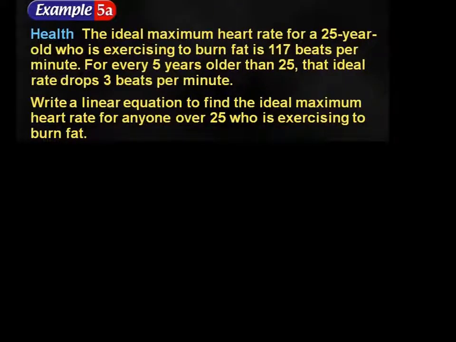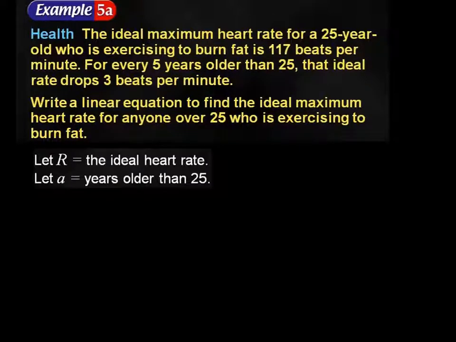The ideal maximum heart rate for a 25-year-old who's exercising to burn fat is 117 beats per minute. For every 5 years older than 25, the ideal heart rate drops 3 beats per minute. Write a linear equation to find the ideal maximum heart rate for anyone over 25 who is exercising to burn fat. It's good practice to define the variables. So they said they're going to let R represent the ideal heart rate and A be years older than 25.